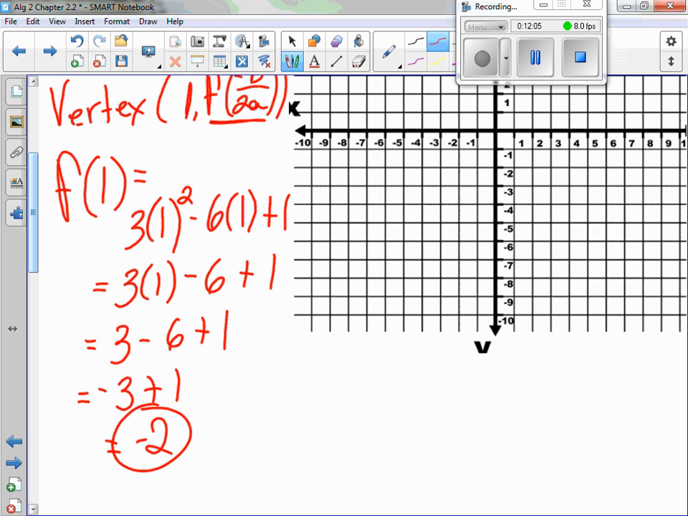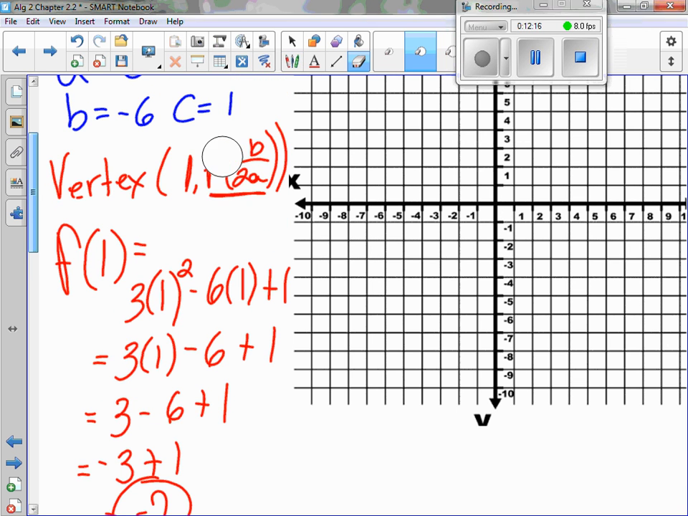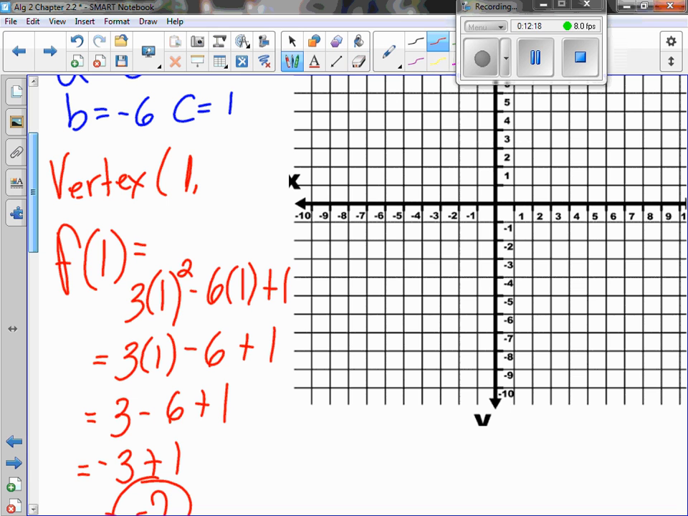So what did we do? We first started off and found the value of negative b over 2a, which was 1, and then plugged it into the function. And when we plugged it into the function, we found out that it's negative 2. So our vertex is at 1, negative 2.